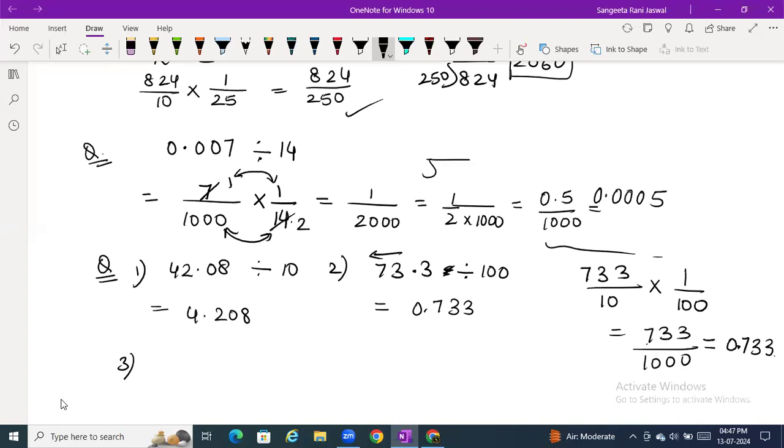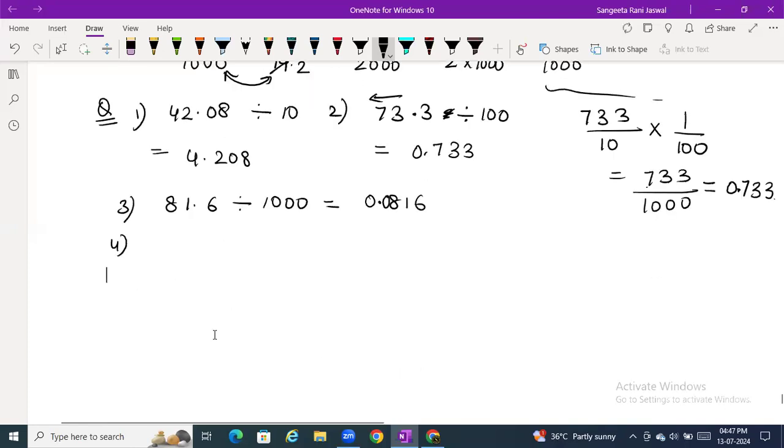Okay, take this one. 81.6 divided by 1000. I got the answer. Yes, tell me the answer. I got 0.0816. Good. So the decimal point has shifted. Ma'am, 0. No, this will be one more zero here. Yes, ma'am. It has shifted 3 places towards the left side. Ma'am, I also got the same answer. Very good, Adya. Very good.